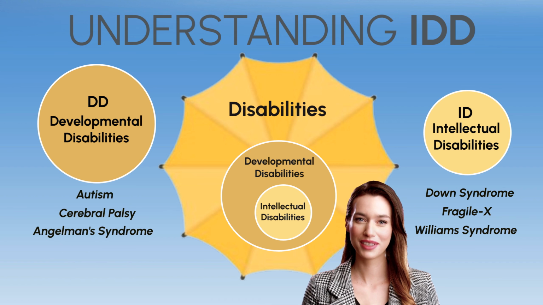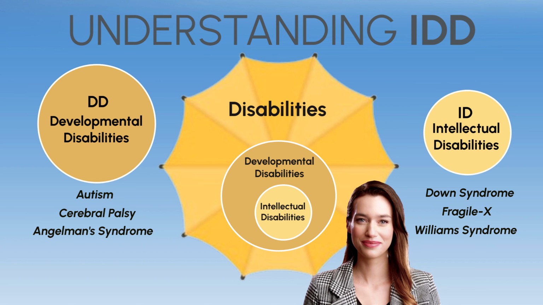It's important to note that some disabilities may overlap, meaning they can be present in both intellectual and developmental categories. For example, autism can be both a developmental and intellectual disability, as it impacts both learning abilities and social interactions. Next, let's watch a quick video about IDD.